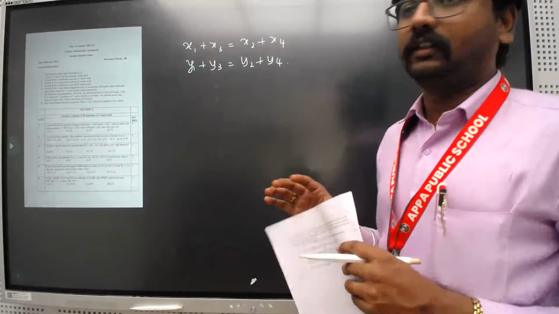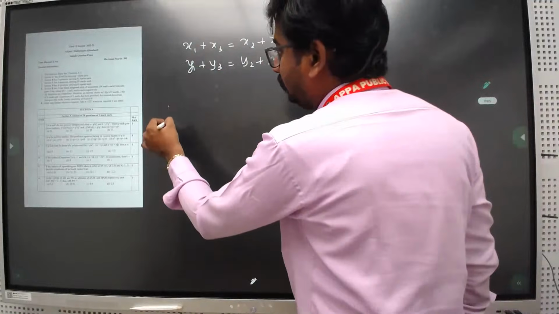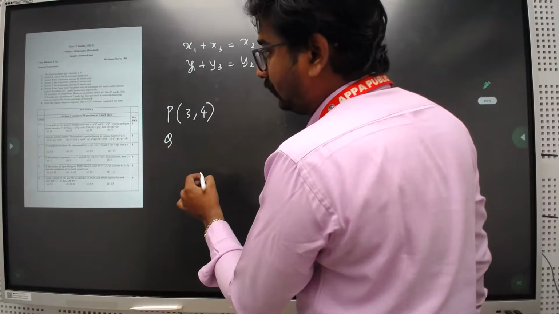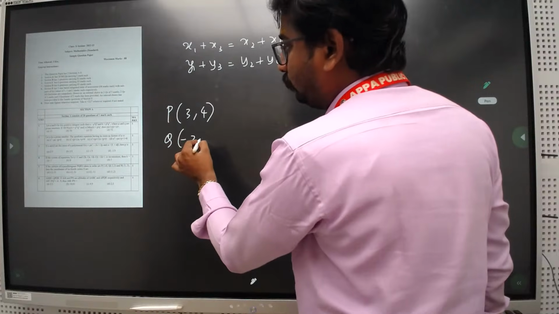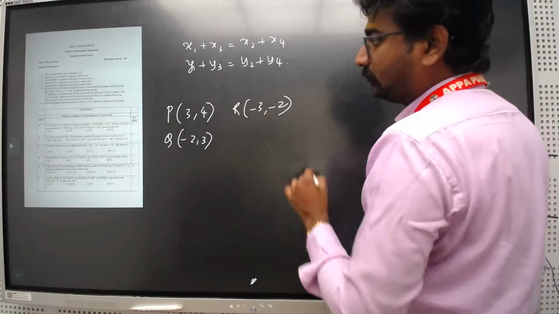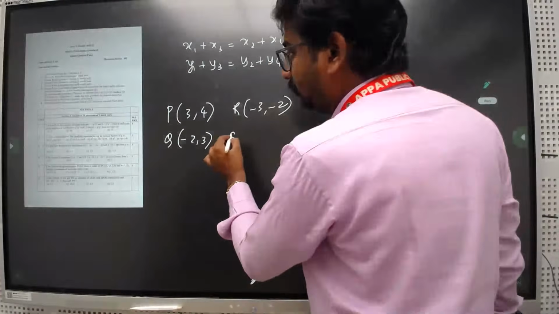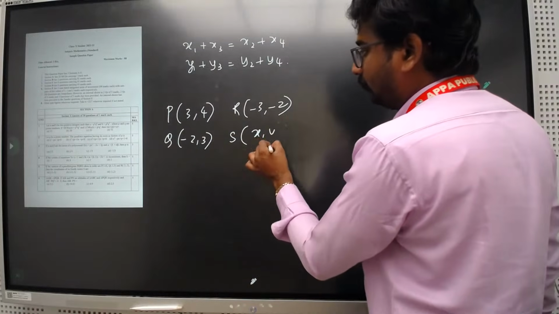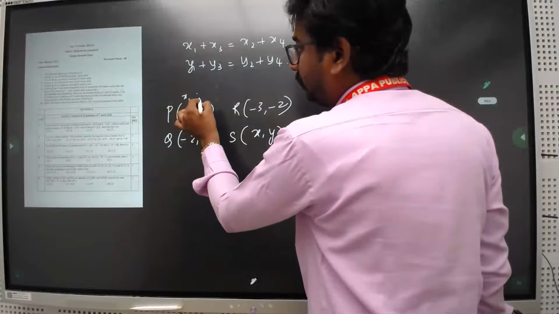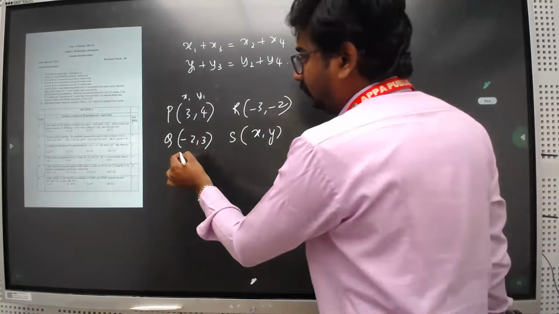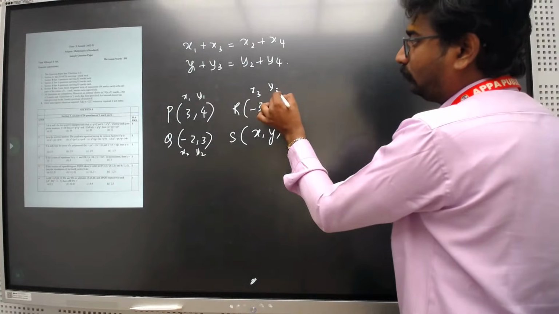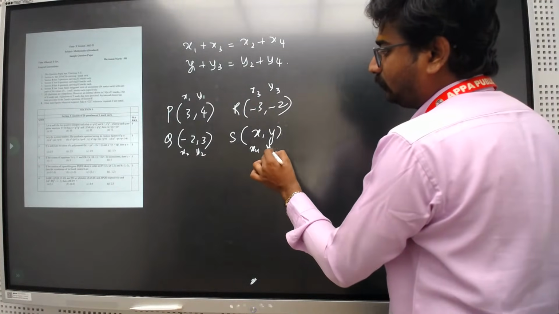Now what are the points given in the question? P they gave as 3, 4. Q they have given as minus 2, 3. R they have given as minus 3, minus 2. And they have given that we should find x, y. To make my solution easy, x1, y1, x2, y2, x3, y3, and this will be x4, y4.